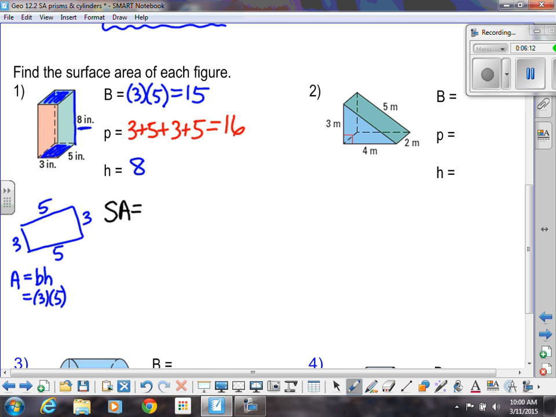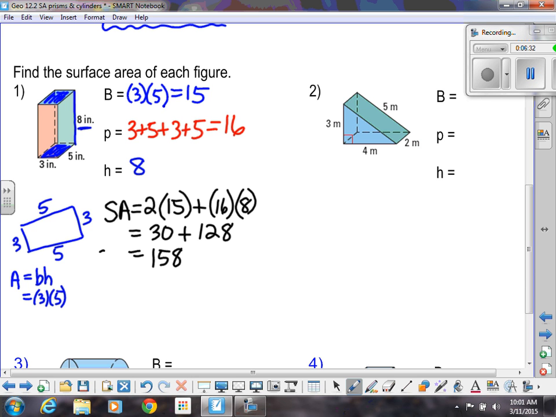So surface area is going to be 2 times B, and we said B was 15, plus my perimeter P, which is 16, times the height. So this is going to be 30 plus 128, and that gives me 158. So the surface area of this rectangular prism is 158 inches cubed.